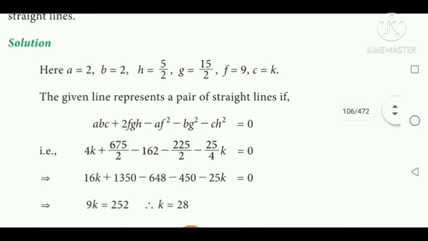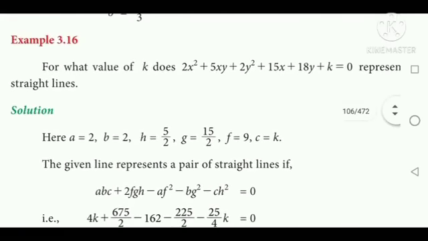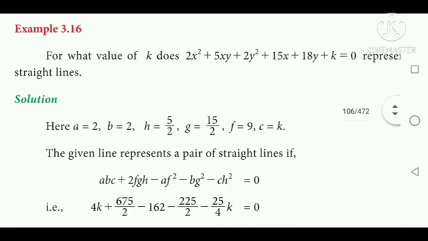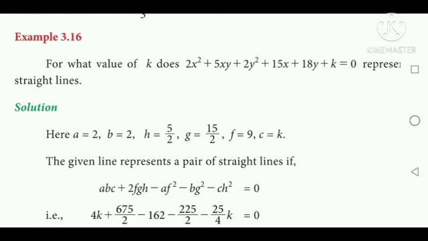Then the next sum. I think this is the last example sum. So example 3.16. For what values of k does 2x square plus 5xy plus 2y square plus 15x plus 18y plus k represent a straight line? Here the value of a equal to 2, b equal to 2 and h equal to 5 by 2, g equal to 15 by 2, f equal to 9 and c equal to k.